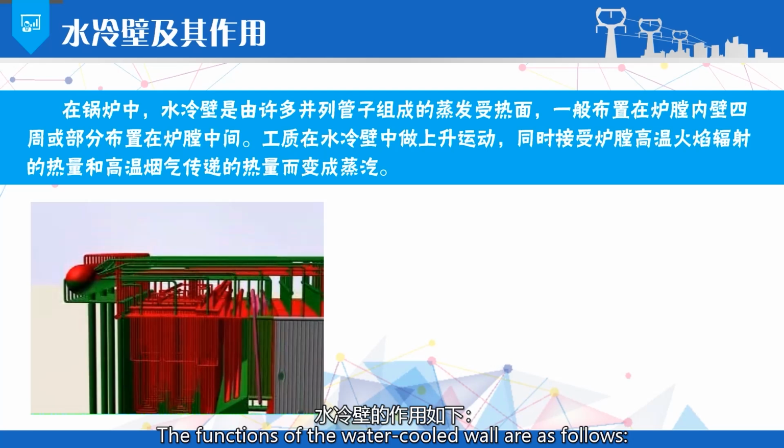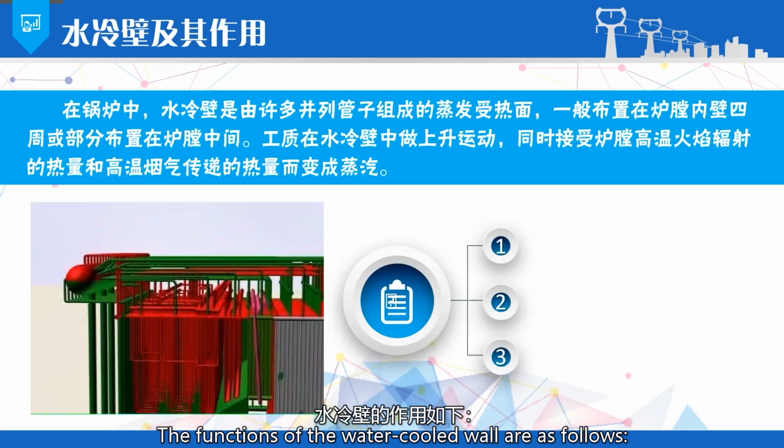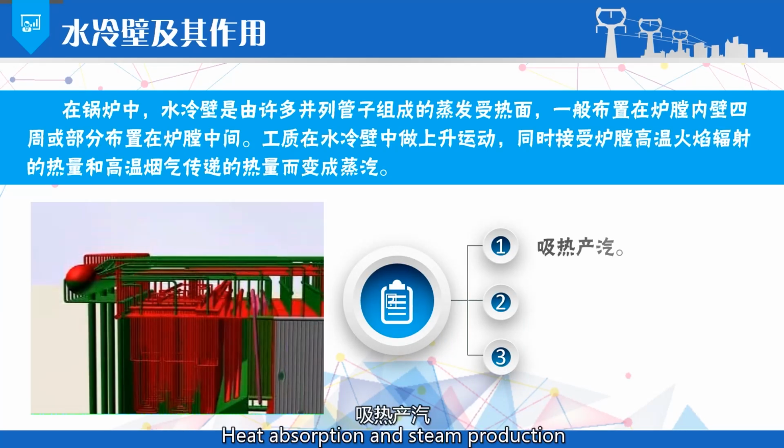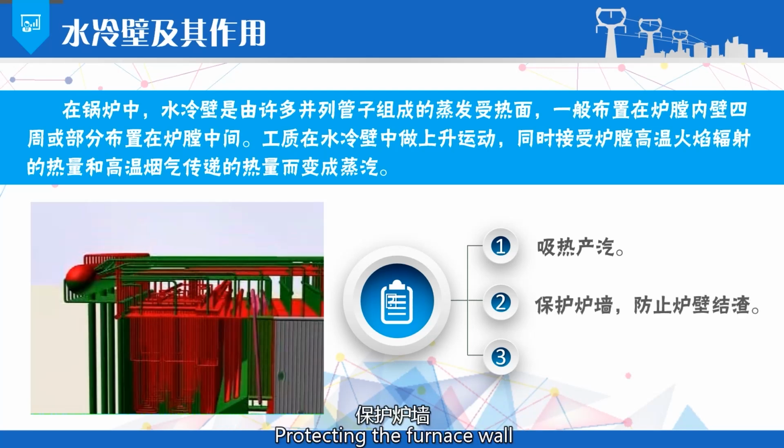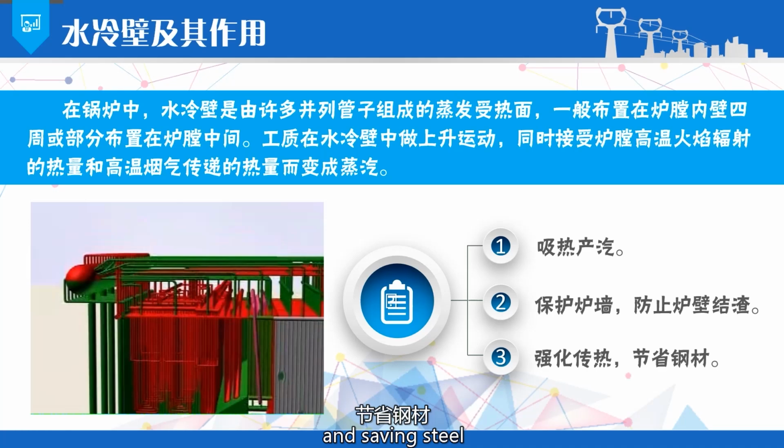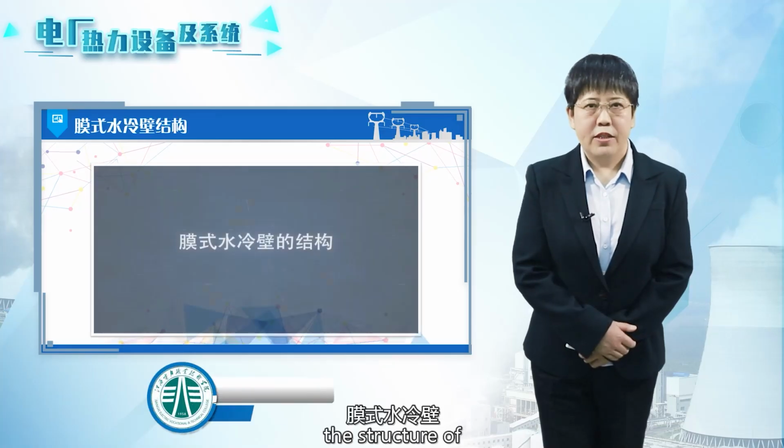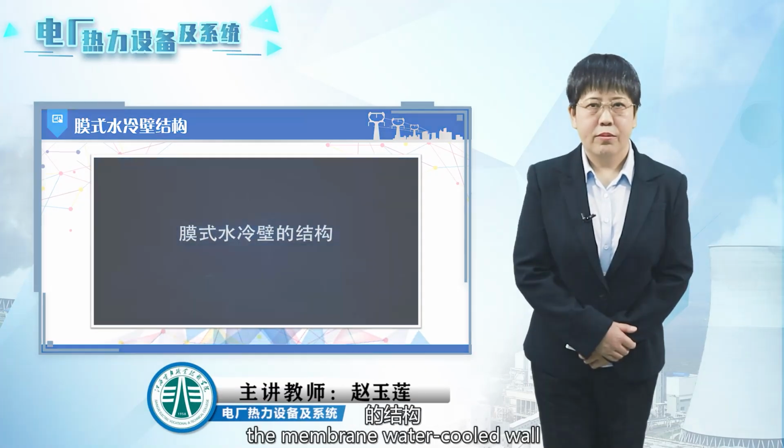The functions of the water-cooled wall are as follows. First, heat absorption and steam production. Second, protecting the furnace wall to prevent slagging of the furnace wall. Third, enhancing heat transfer and saving steel. Below is the structure of the membrane water-cooled wall.